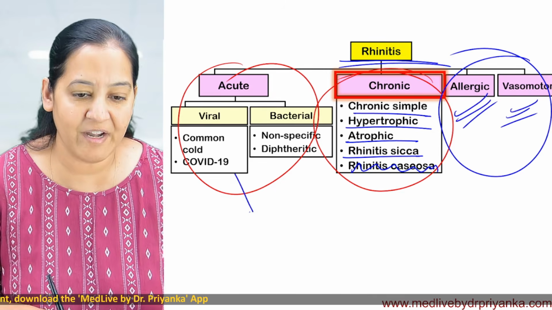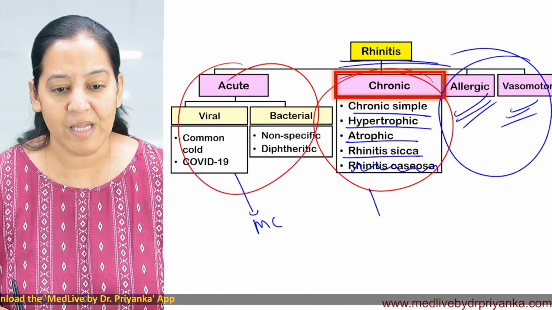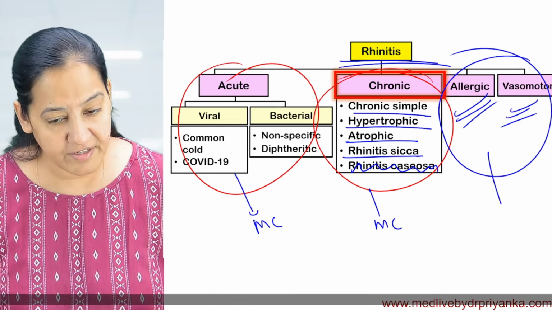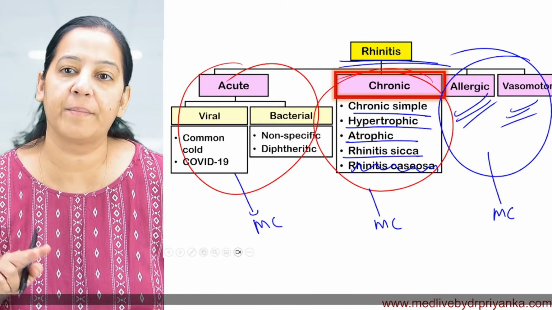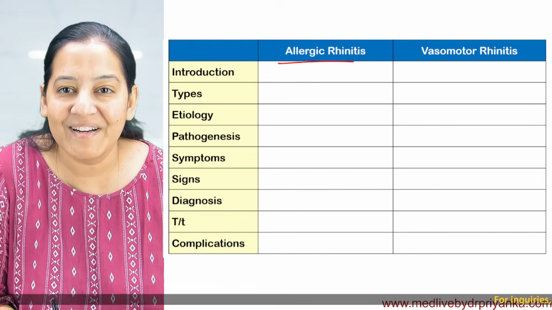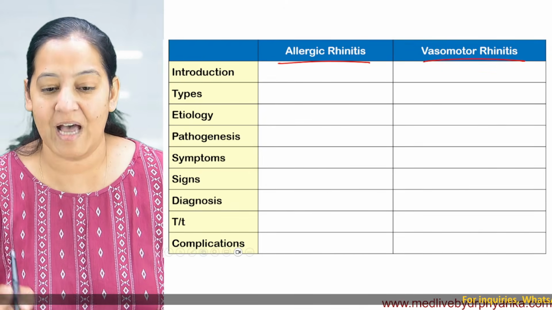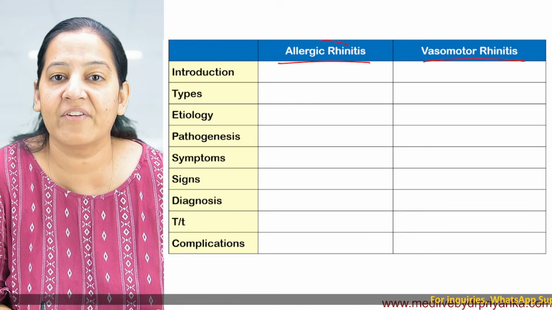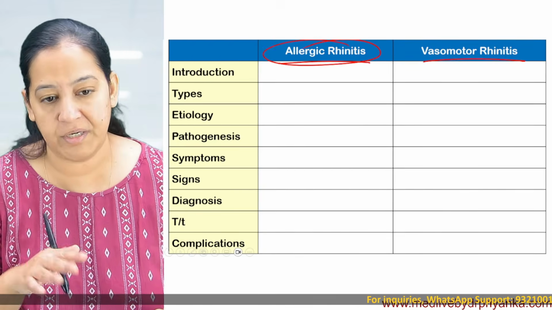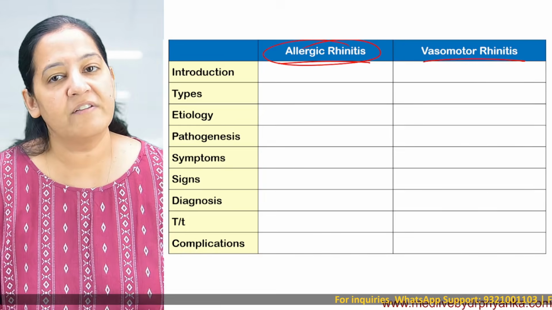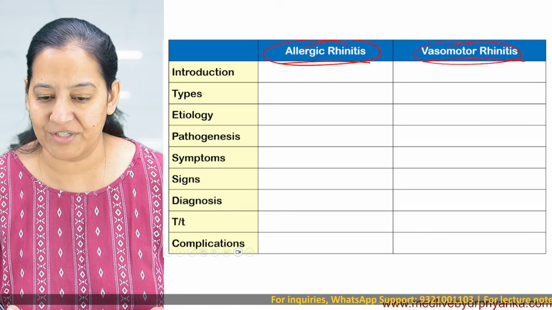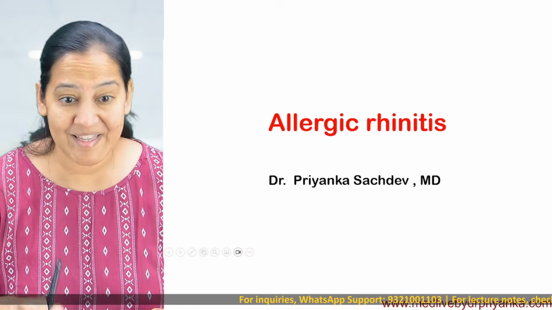So we have made one master chart for acute rhinitis, one master chart for chronic rhinitis, right? And we will continue with another master chart covering the remaining 2, that is allergic and vasomotor. Out of these 2, allergic rhinitis is ultra important. You usually get a long question in your university exam on allergic rhinitis. The vasomotor usually comes as a short question, and for MCQ both of them are important. Okay, got it? So let's start with allergic rhinitis.